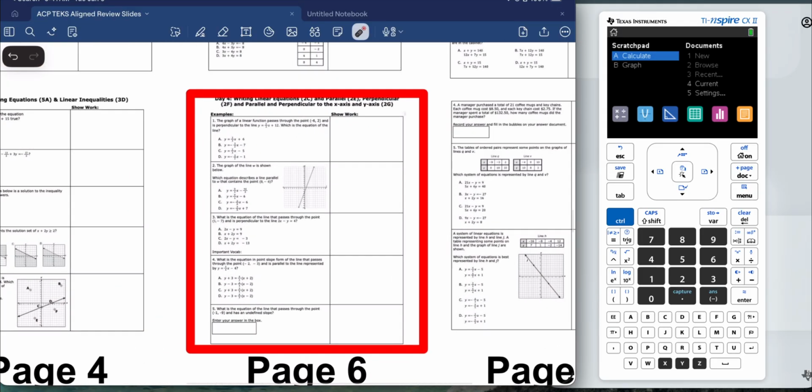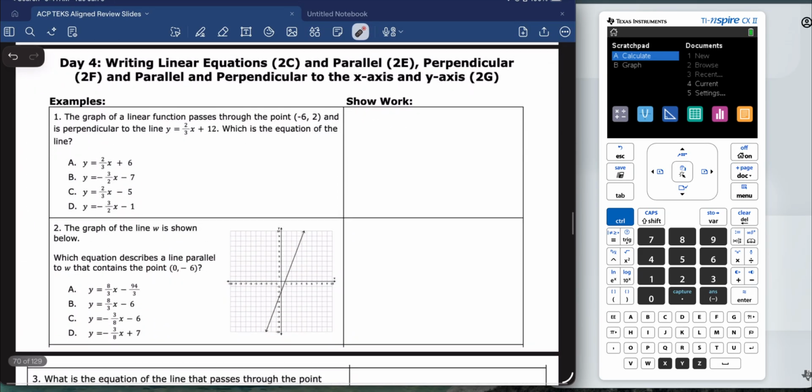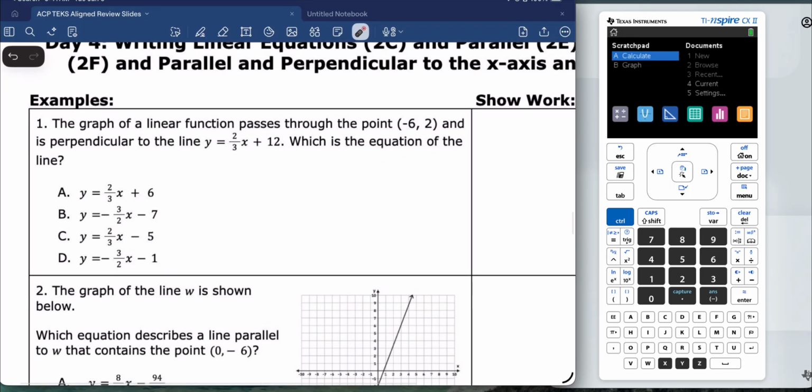We're going to be on page 6 as of right now, page 6. So let's go and do these first two examples. It says day 4. Day 4, okay? The graph of a linear function passes through the point -6, 2, and is perpendicular to the line, blank. Which is the equation of the line?